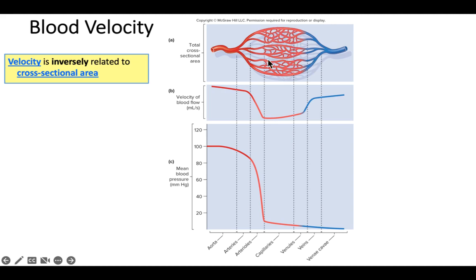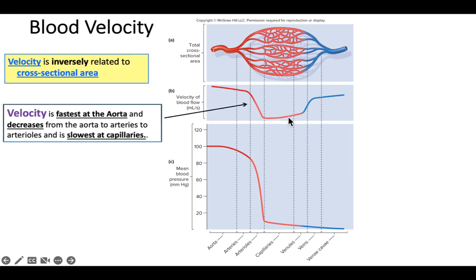Well, notice that if you were to measure the area in here, this is a greater area than this, all right? Because there's just one artery here that has a certain area, but look at all the capillaries. So cross-sectional area goes up in the capillaries. And if it's an inverse, that means wherever you have greater area, you're going to have a slower velocity. So velocity is actually fastest in the aorta.